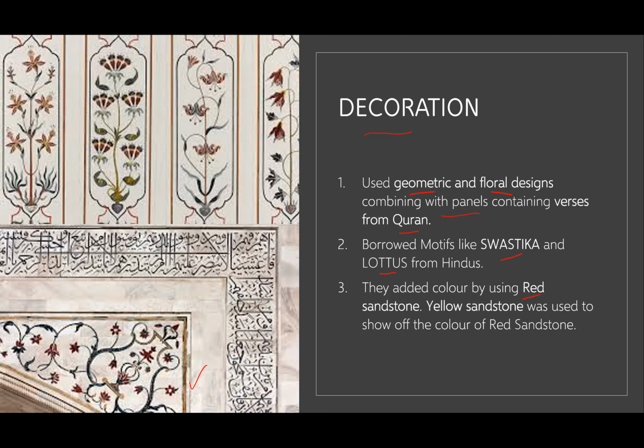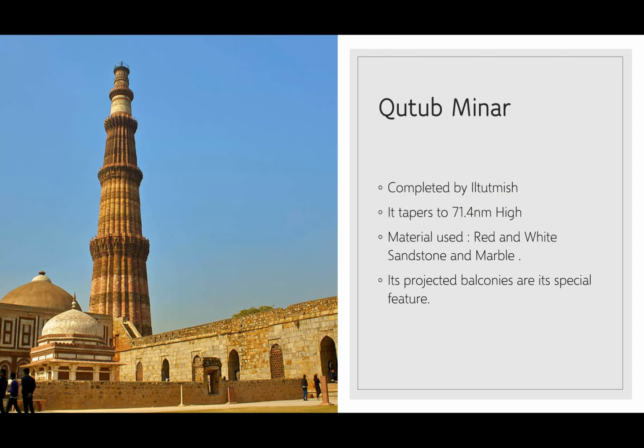This is very, very important. They used geometric and floral designs, and they combined them with the panels containing the verses from the Quran. Then they also borrowed motifs like the swastika and lotus. They added color by using red sandstone. Then yellow sandstone was also used so that the red sandstone can be easily shown off, right?